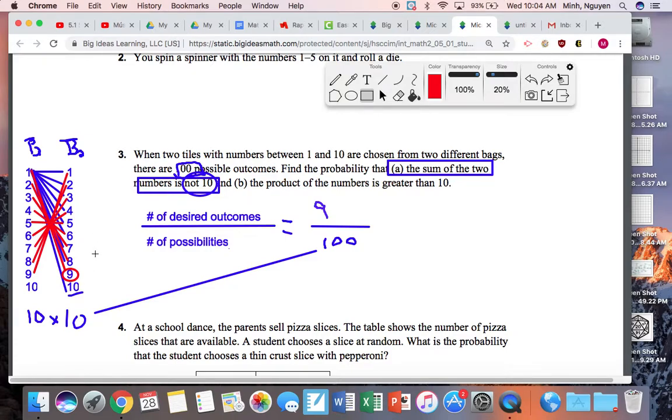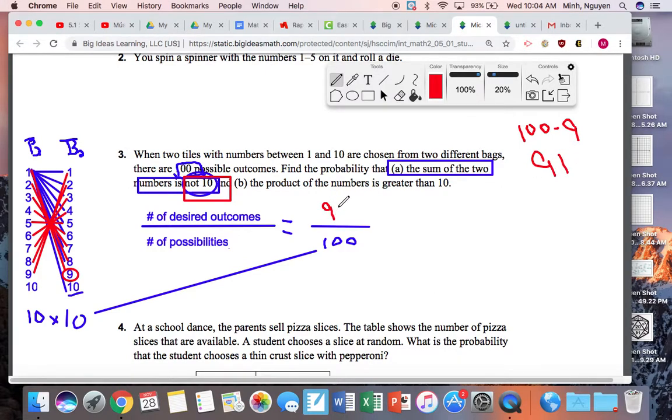So now counting the red lines, the ones that are adding up to 10, we see that there are 1, 2, 3, 4, 5, 6, 7, 8, 9 possibilities that add up to 10. But we are looking for the ones that do not add up to 10. So if I have 100 total possibilities and 9 of them add up to 10, how many of them do not? And the answer is 91.